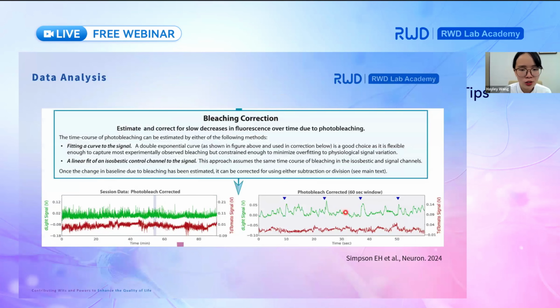Another common issue is photobleaching. When the fluorescence of a calcium indicator is exposed to light for a long time, bleaching can occur. This reduces both the baseline level of the signal and the amplitude of signal changes. To correct the gradual downward trend caused by photobleaching, appropriate baseline correction algorithms can be applied.